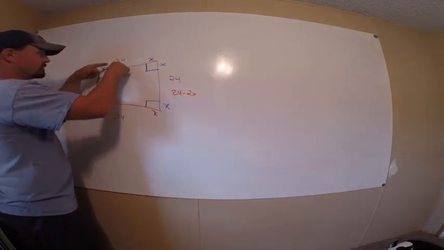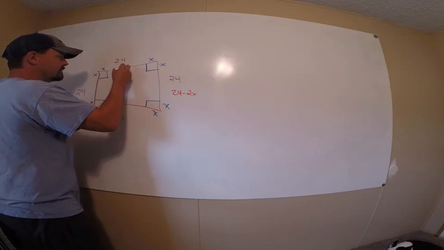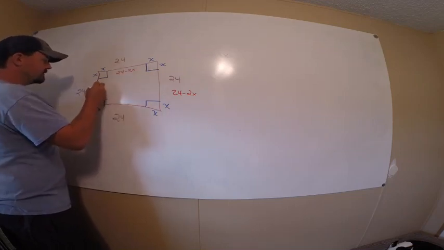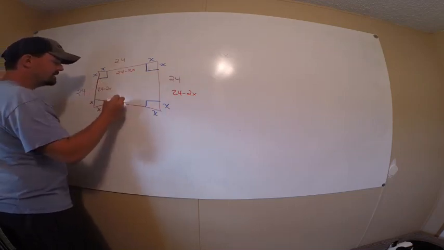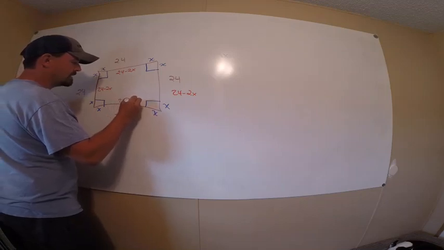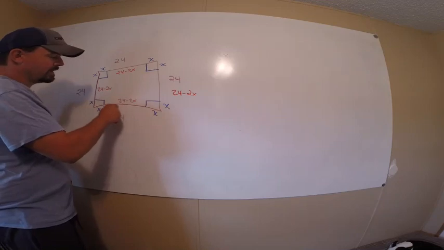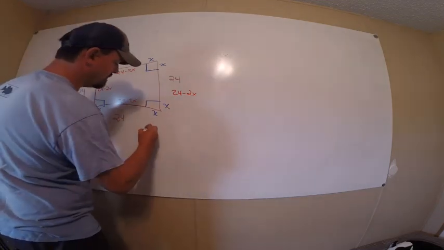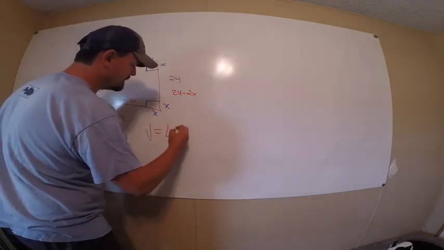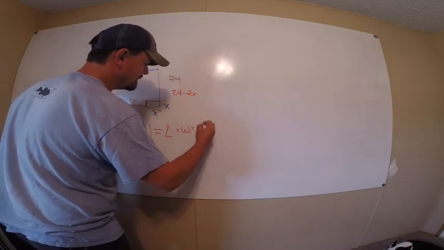So this new length is 24 minus these 2x's. So that'd be 24 minus 2x. 24 minus 2x. And 24 minus 2x. Okay. So this is your length. Your new length is 24 minus 2x. And if you're looking at the volume formula, length times width times height.